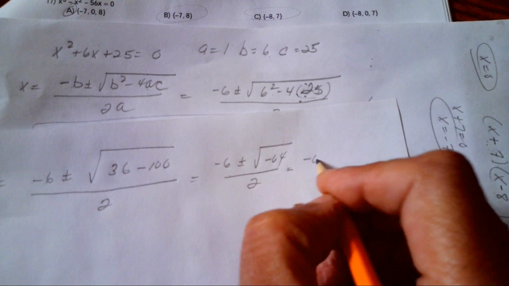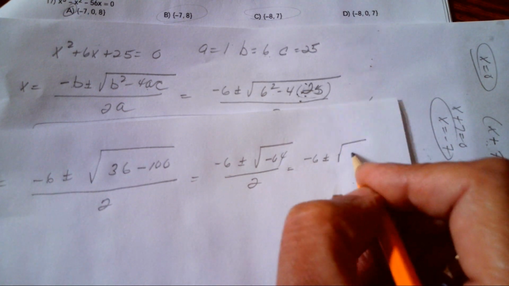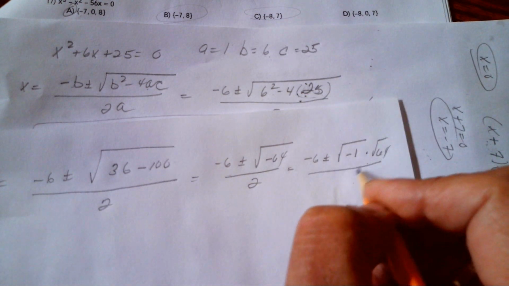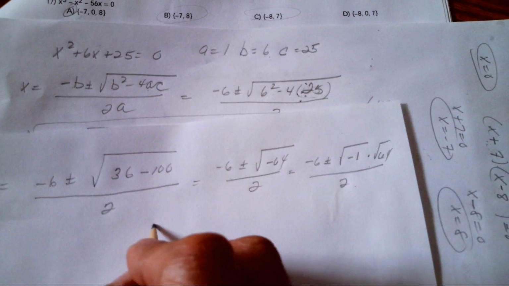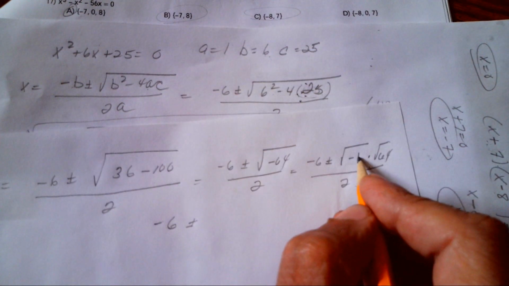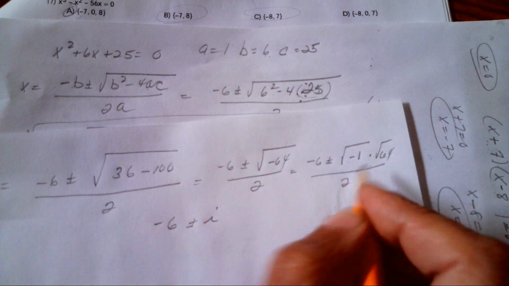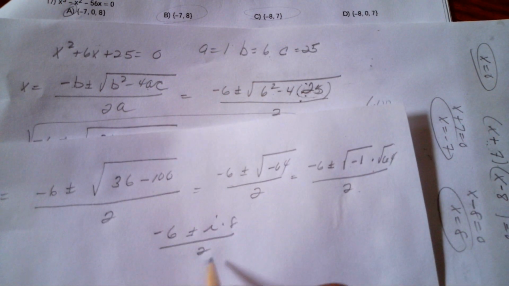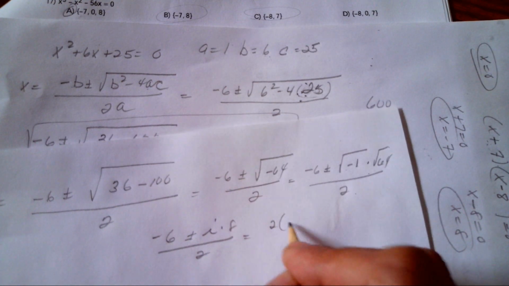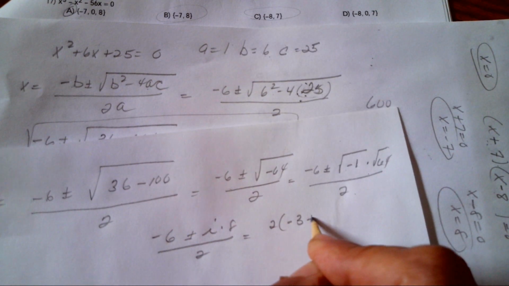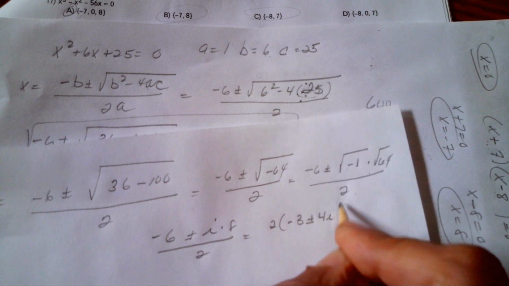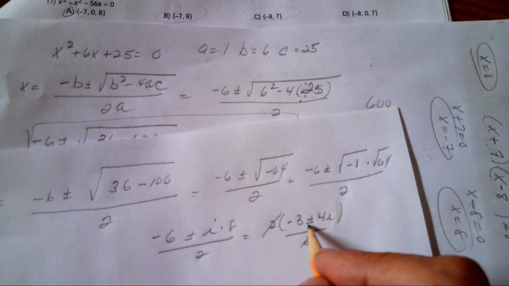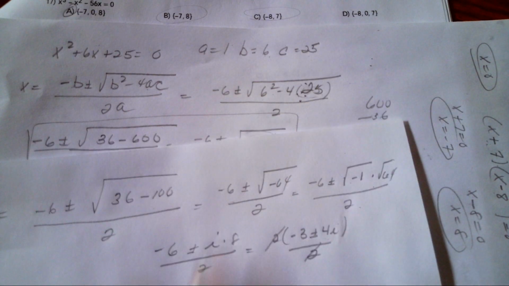I'm going to express this as negative 6 plus or minus the square root of negative 1 times the square root of 64, divided by 2. The square root of negative 1 is the letter i, and the square root of 64 is 8, all this divided by 2. So if I factor out a 2 out of the numerator, I get negative 3 plus or minus 4i divided by 2. The 2's would cancel out, so there it is, negative 3 plus or minus 4i.